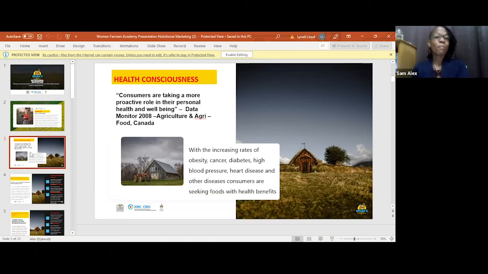Consumers are taking a more proactive role in their personal health and well-being. And that quote came from Data Monitor 2008, Agriculture and Agri-Food Canada. And so it's a worldwide movement because of the increasing rates of obesity, cancer, diabetes, high blood pressure, heart disease, non-communicable disease. Consumers are now seeking foods with health benefits. Right here in St. Lucia, our top 3 causes of death are actually non-communicable diseases caused predominantly by lifestyle. Number 1 is coronary heart disease. Number 2 is stroke. And number 3 is diabetes.